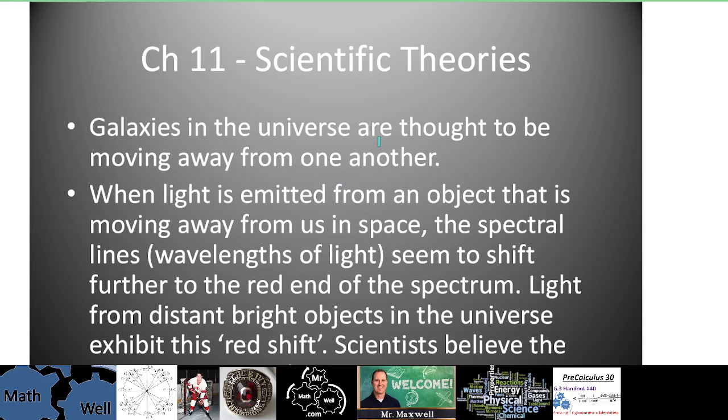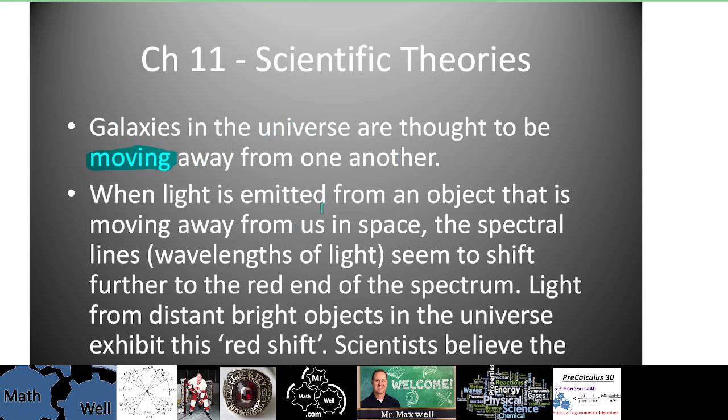Galaxies in the universe. Now remember, we are in the Milky Way galaxy, but there are thought to be maybe billions of galaxies in the universe. The universe is so huge. And so the galaxies that we've been able to observe, and I'll explain how we know this later, are thought to be moving away from one another. Everything's moving in the universe, and some things are moving one way, some things the other way. We have found that galaxies are definitely moving away from one another. Things are spreading out a little bit.